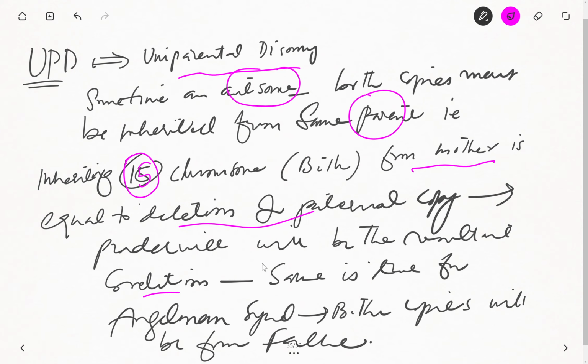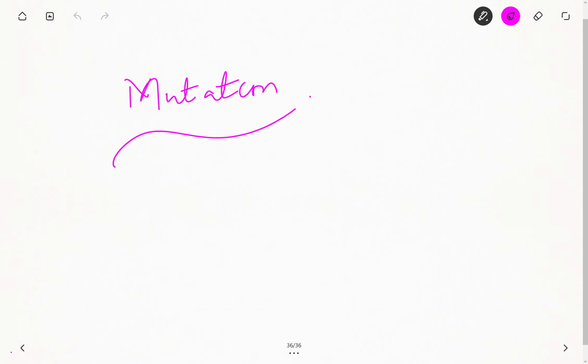If both copies are inherited from the father, it means there is no maternal copy, which is the active copy, and so we get the imprinting disorder, which is Angelman in this case. And the last way is mutation in the gene: a mutation in an imprinted gene could also result in the same condition. Thank you so much. I hope this will help.